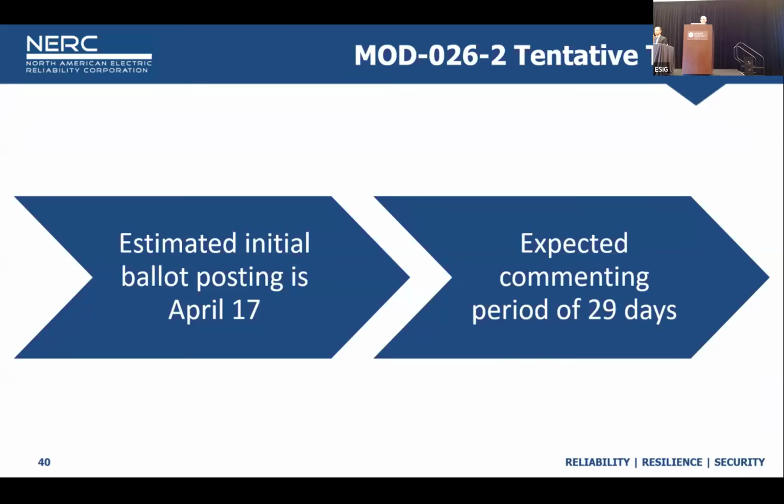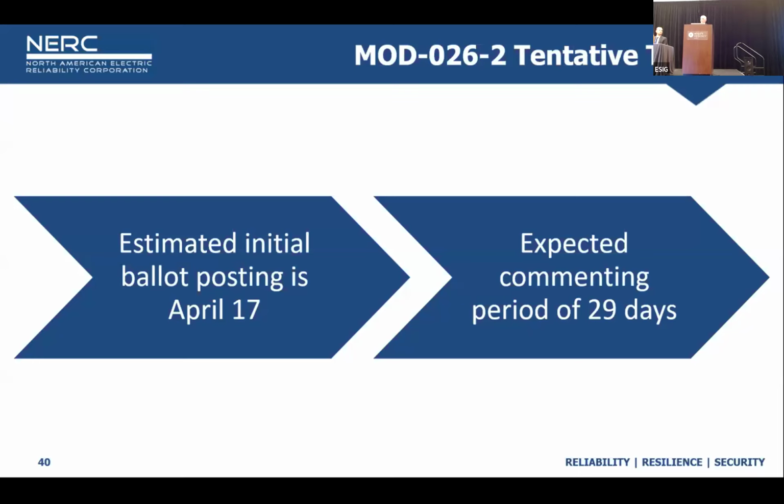Okay, so we're wrapping up here. This is our expected timeline. Right now, we're reviewing the standard as it is, going through some quality checks and things like that. We're estimating that the initial ballot posting is going to be April 17th. What we're hearing is that we'll be able to have up to a 29-day comment period. I think 29 is what's being settled on, as I understand it. That will provide ample opportunity for people.